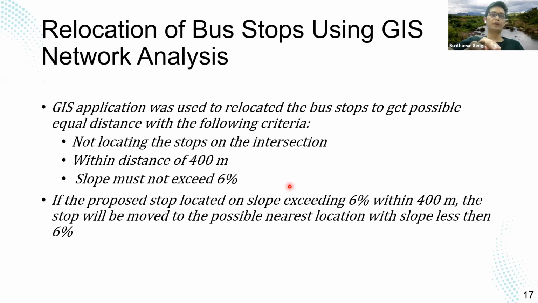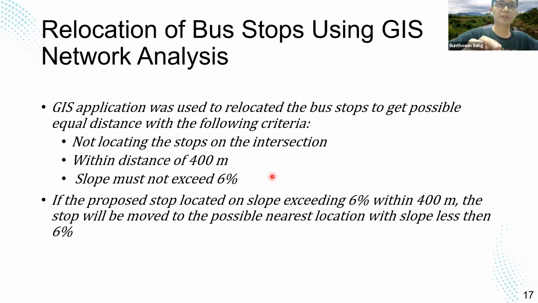First, those bus stops should not be located on the intersection. If there's an intersection road between two roads, the stop cannot be located. Another criteria is the stop needs to be within 400 meters, and another criteria is the slope. The stop must not be located on a slope that exceeds 6%.